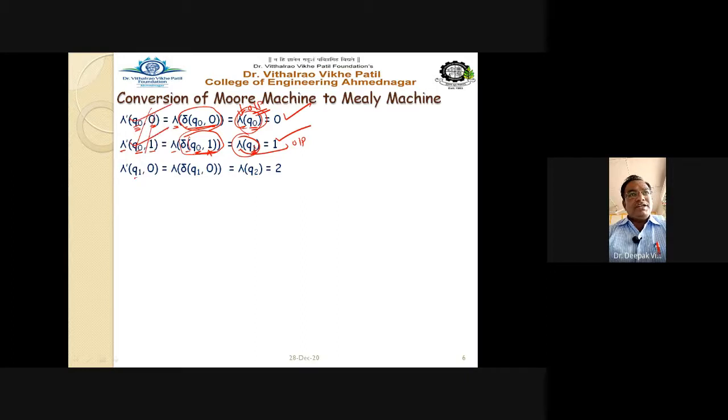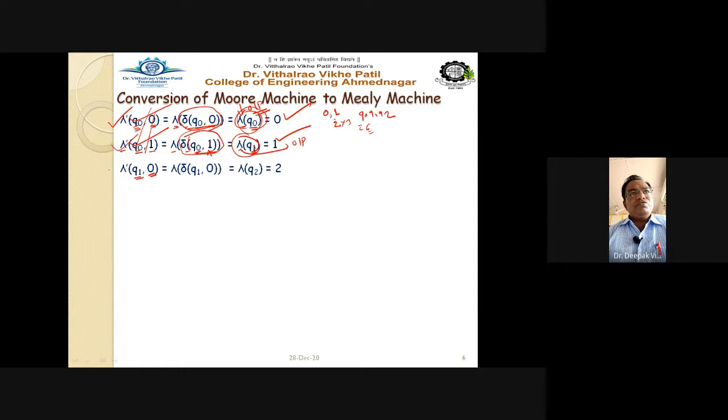Now take the next state q1, input is 0. You have to take all inputs for q0, q1, q2. So 3 into 2, that is 6 total transitions you have to write down here. So we are finding the lambda dash transitions. Lambda dash q0 on 0 and lambda dash q0 on 1 are over.